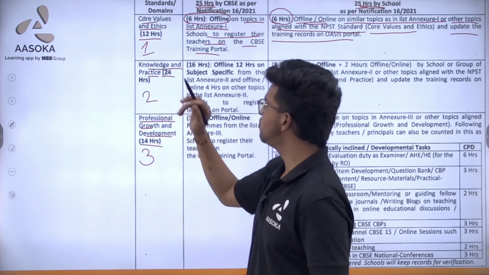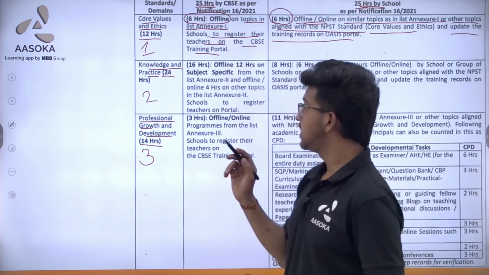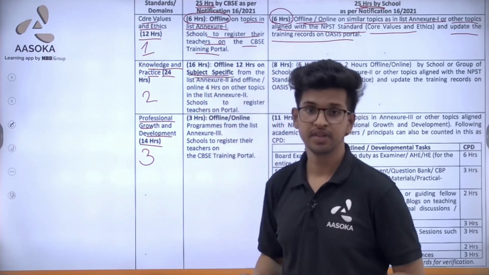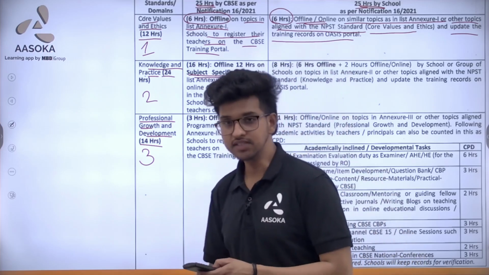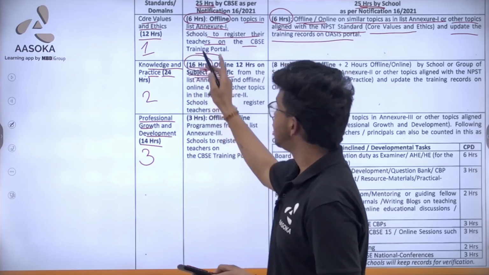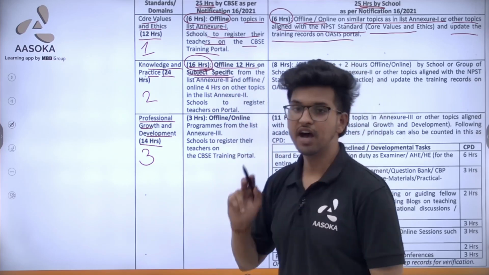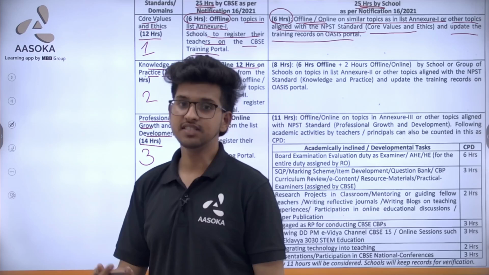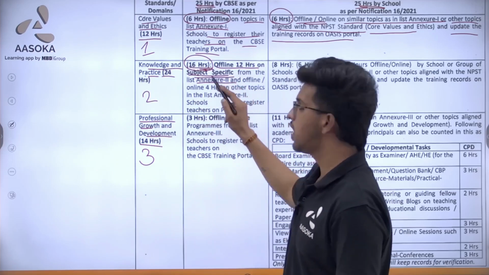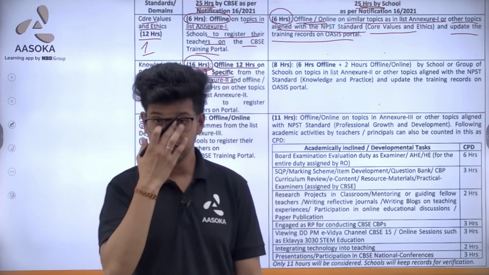Now here the second domain completely focuses on the knowledge and the practice. Now when it comes to knowledge and the practice, here we are focusing on the subject specific knowledge. In this, what the teachers have to do is, teachers have to complete their 16 hours of total training by CBSE, in which you will be finding offline should be for 12 hours subject specific. Now here subject specific, when it comes to that, so whatever the topics given in annexure 2, you have to focus on those topics. Now let me show you what are the topics given in annexure 2.